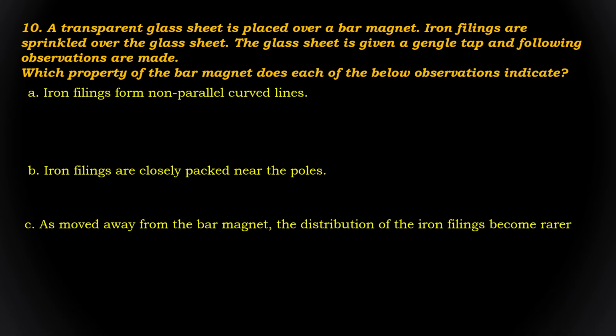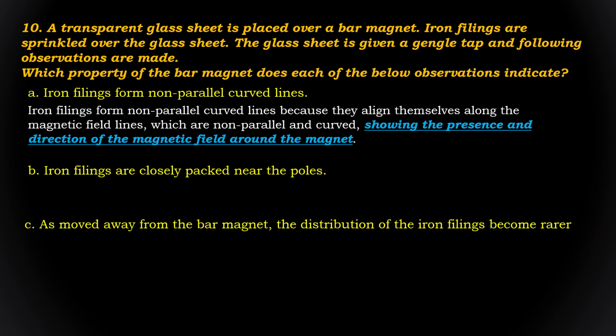Question number 10. A transparent glass sheet is placed over a bar magnet. Iron filings are sprinkled over the glass sheet. The glass sheet is given a gentle tap and the following observations were made. So they are listed 3 observations, observation A, B and C, and they have asked which property of the bar magnet does each of the below observations indicate? So we have got lot of properties of the magnet. So we'll just see which property gives rise to scenario A.